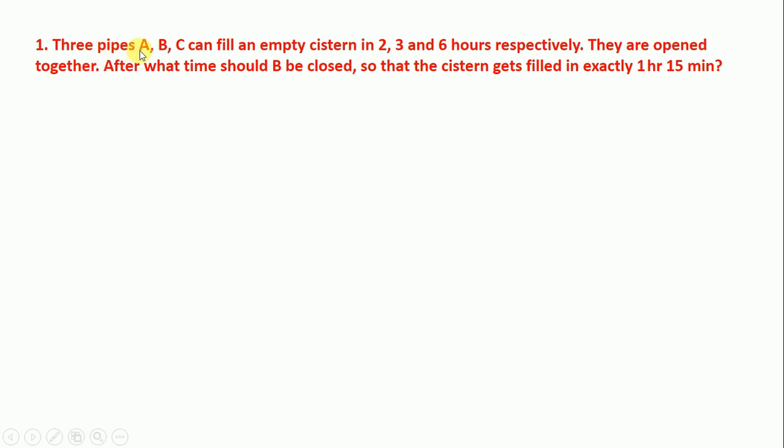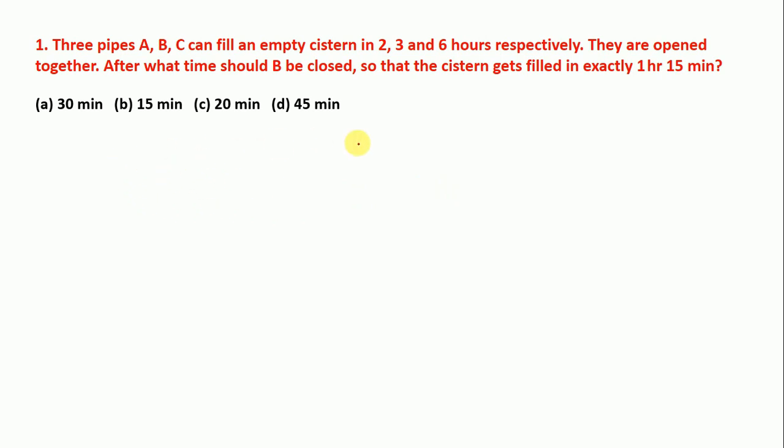3 pipes A, B and C can fill an empty cistern in 2, 3 and 6 hours respectively. They are opened together. After what time B should be closed so that the cistern gets filled in exactly 1 hour and 15 minutes. And these are your options.